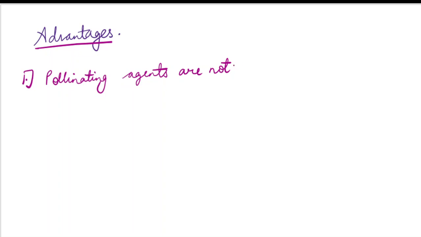Okay, I'm speaking about autogamy, there is no requirement. But in geitonogamy, there will be a requirement. So you have to specify that pollinating agents are not required in autogamy, and in geitonogamy it's required. Okay, so in geitonogamy you need it. I hope you remember the meaning of geitonogamy. If you don't remember, then go and watch part 5 before watching part 6.